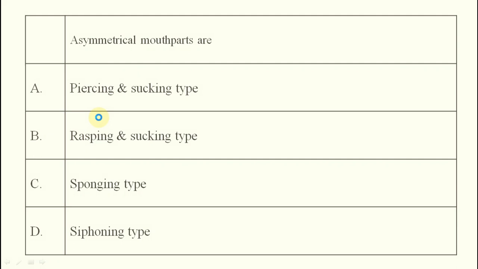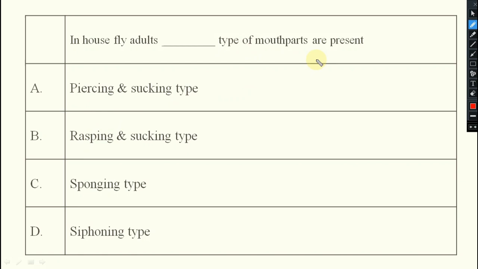Next you see, in housefly adults, dash type of mouth parts are present. The answer is option C, sponging type of mouth parts.